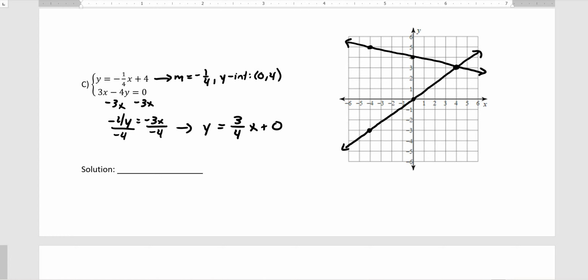Not bad. All right, so did you find your solution to be the coordinate point 4, 3? Hopefully we did, because that's where those two lines intersect. Excellent.